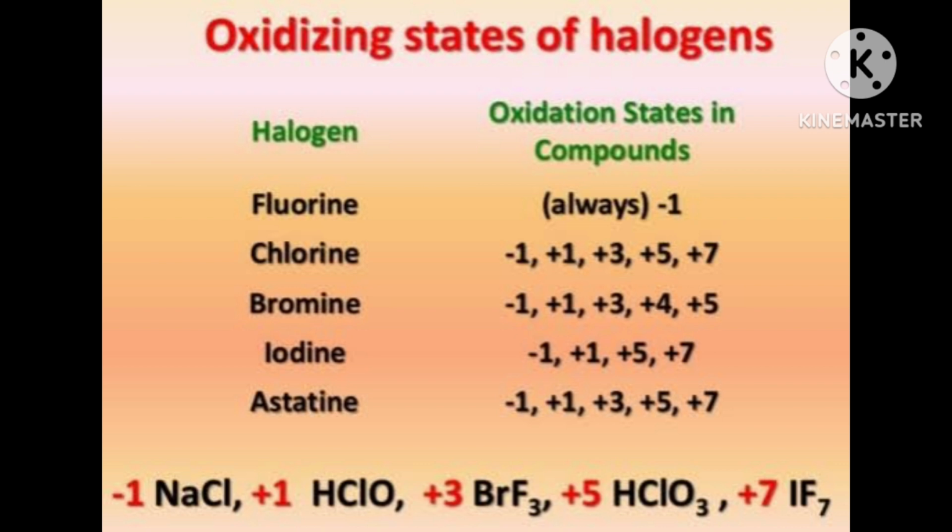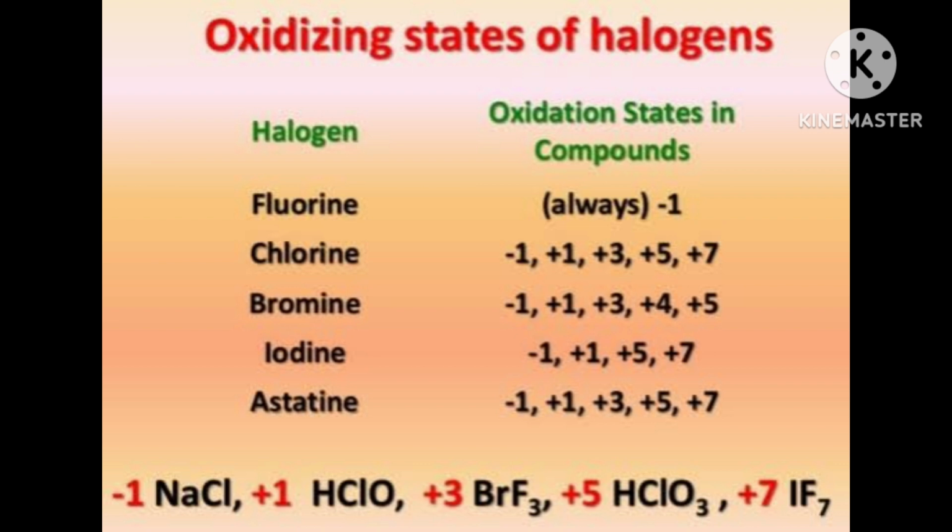Now covalent radius in picometers. Fluorine is 64 picometer, chlorine 99, which is more, bromine furthermore 114, and iodine furthermore 133. Astatine is a radioactive element, and its covalent radius is not given.